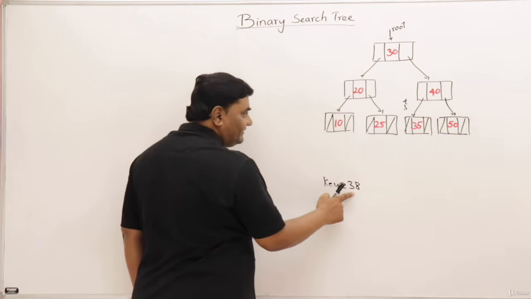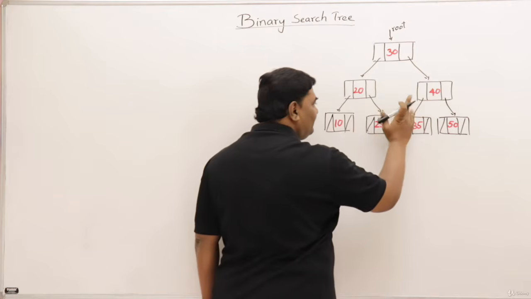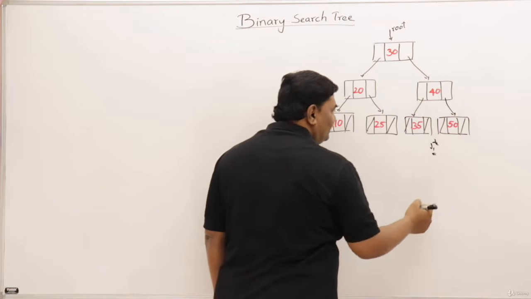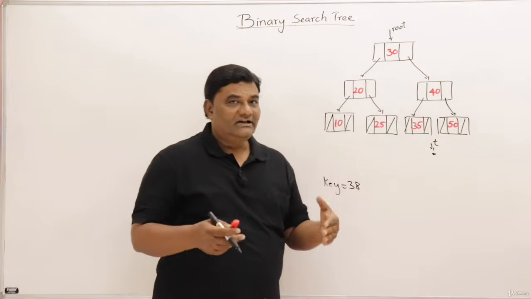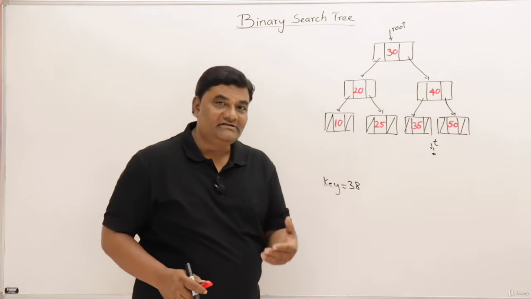35, 38, is it equal? No, 38 is greater than this one. So move T upon right hand side. So T became null, the element is not there. 38 is not there in the binary search tree. So we can insert it.